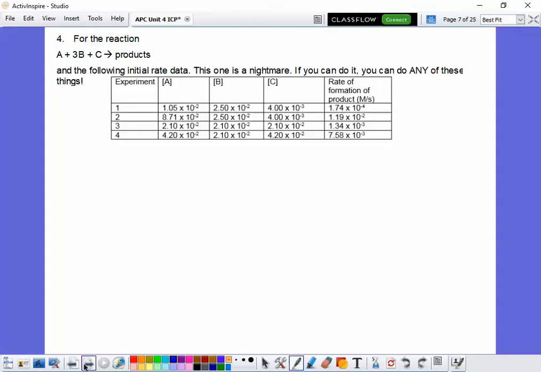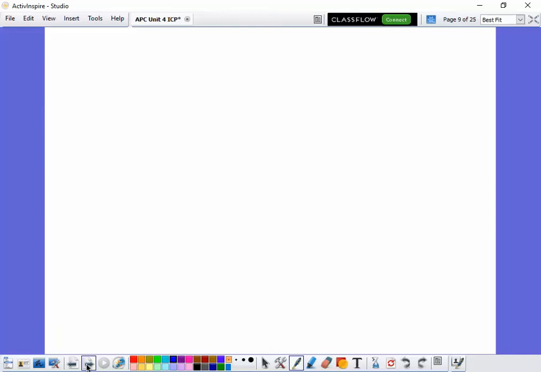What you are writing from the method of initial rates is what is called the differential rate law. So a differential rate law looks something like this. Or whatever, okay? Just A to the first, B to the second. That's a differential rate law.